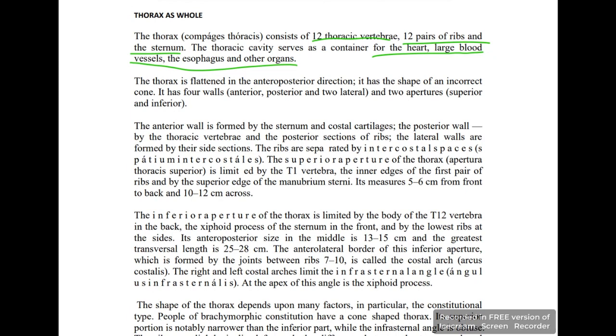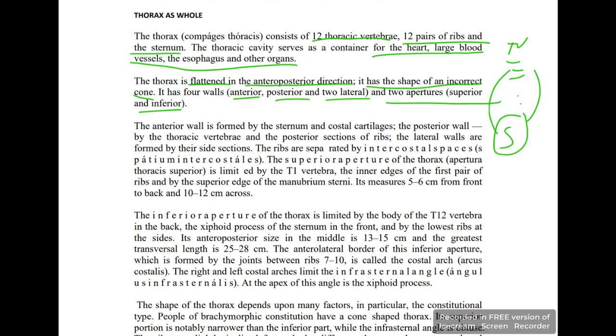Now this thorax is flattened in the anterior-posterior direction, and it has the shape of a truncated cone. Now it has four walls, which are anterior, posterior and two laterals, and two apertures, which are superior and inferior. Anterior side is the sternum, posterior side is the thoracic vertebrae, and the two lateral sides are the ribs. Now its apertures are the superior outlet, inlet, and the inferior outlet.